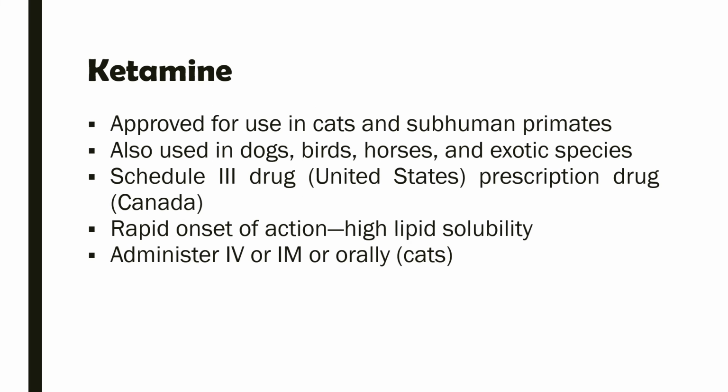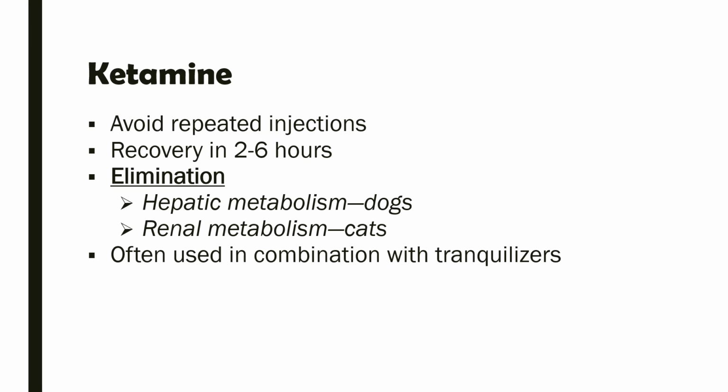The properties of ketamine. Ketamine is approved for use in cats and subhuman primates. It is also used in dogs, birds, horses, and exotic species. It is considered to be a controlled substance because it has the potential for abuse. It has a rapid onset of action due to its high lipid solubility, and for cats, it can be administered IV or IM or orally. Injections of the drug should be avoided, and recovery from the dissociative anesthesia or ketamine can occur in 2 to 6 hours.